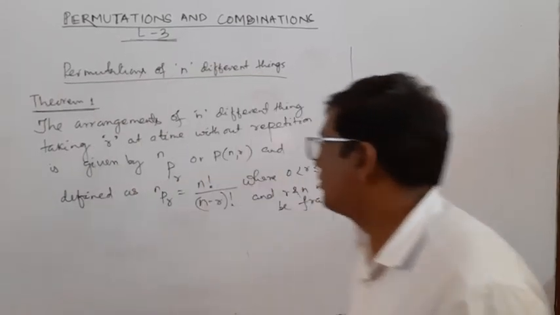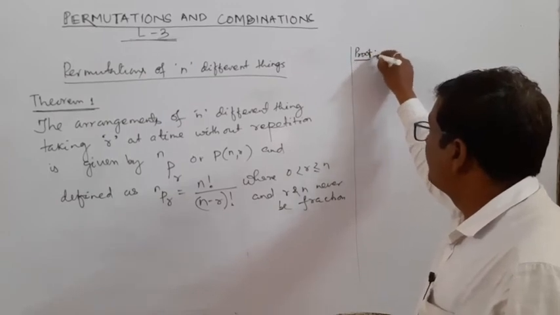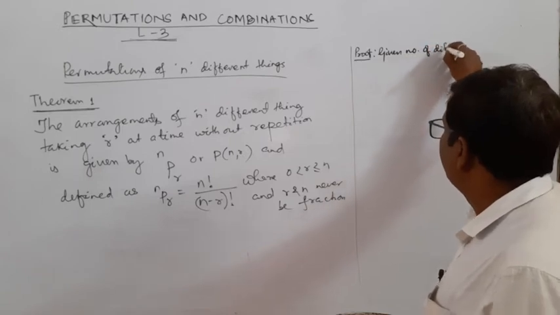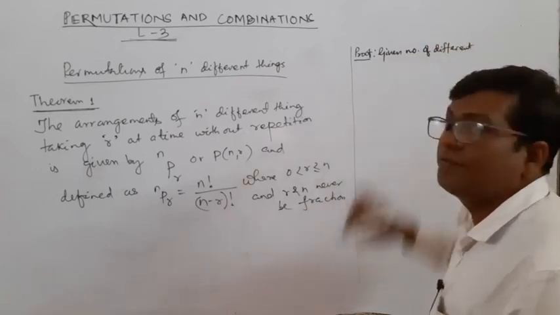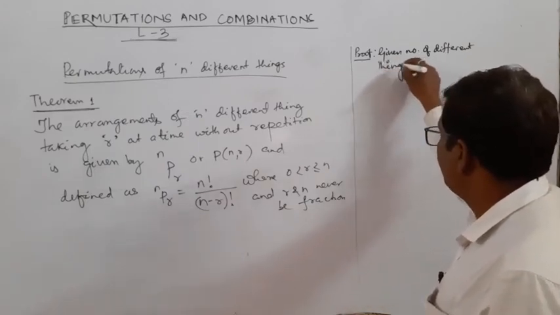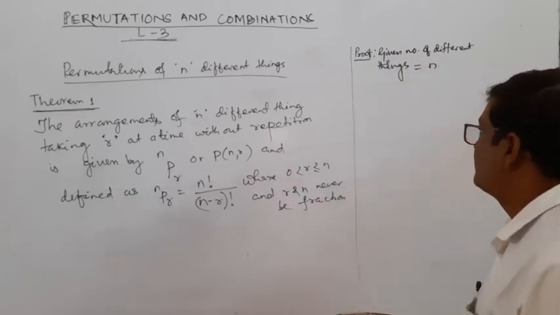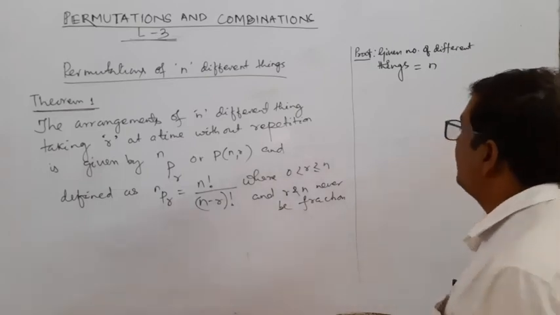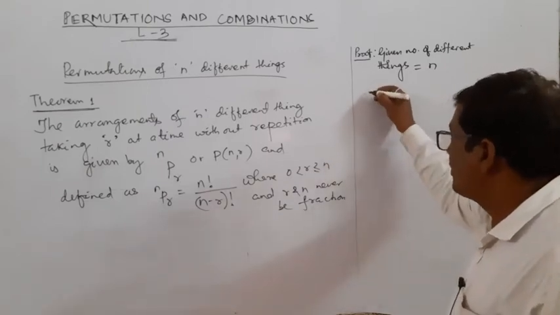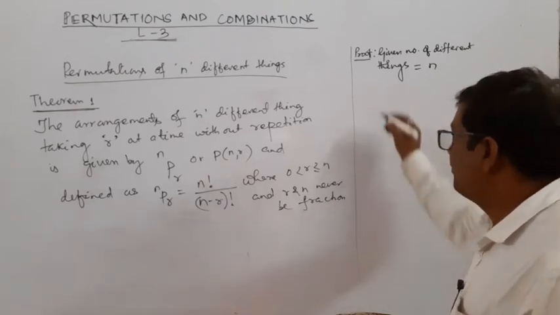Given a number of different things, prove that the number of arrangements of n different things taking r at a time can be done. R number of things can be arranged. The arrangement can be done taking r at a time.